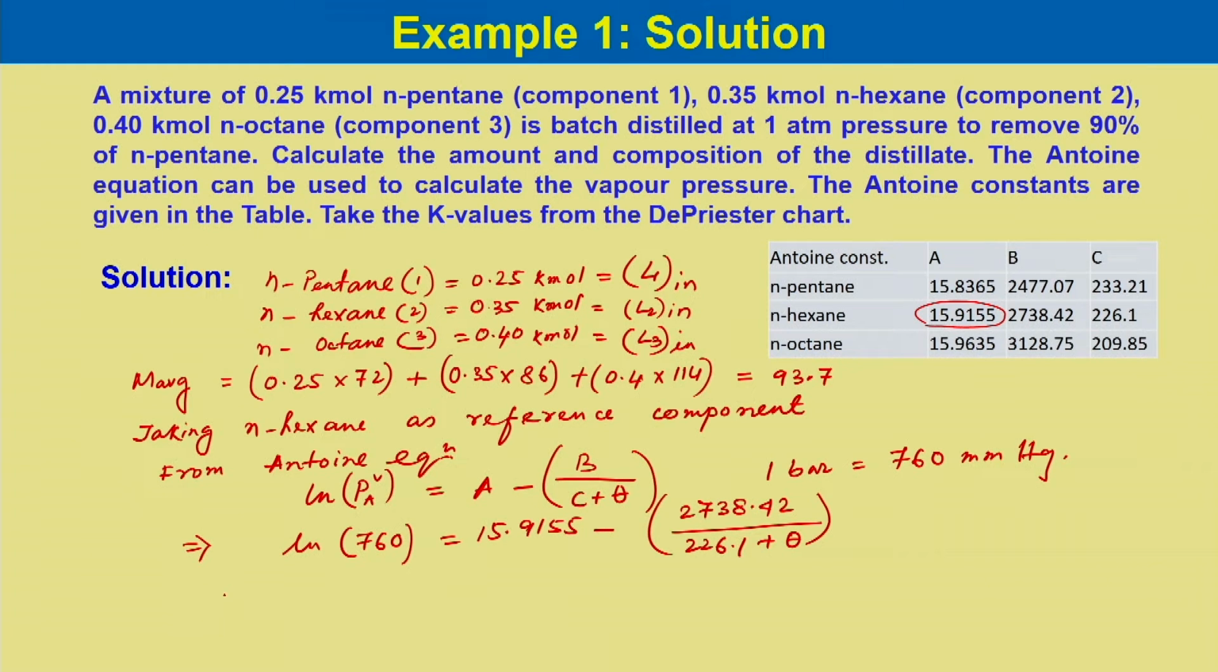So, if we solve this, it would be 6.63 minus 15.9155 equal to minus 2738.42 divided by 226.1 plus theta, and from here we can obtain theta is equal to 68.8 degrees centigrade.